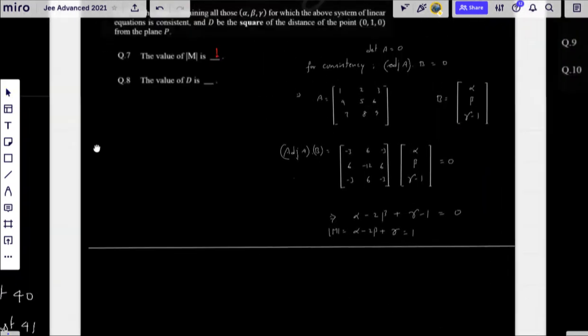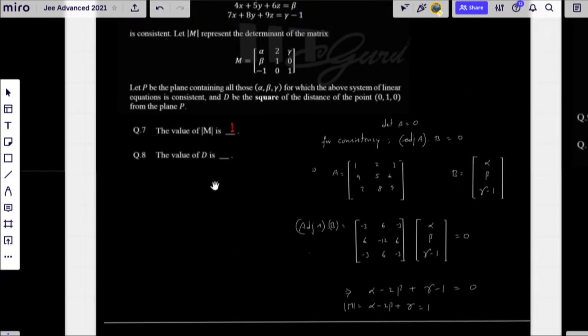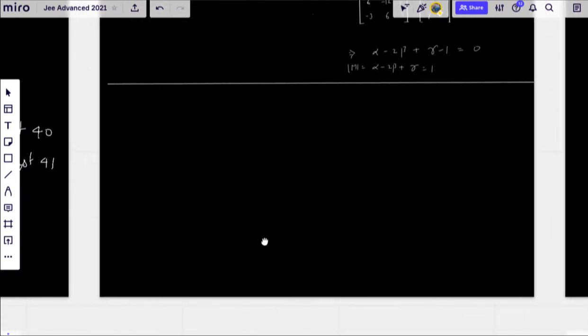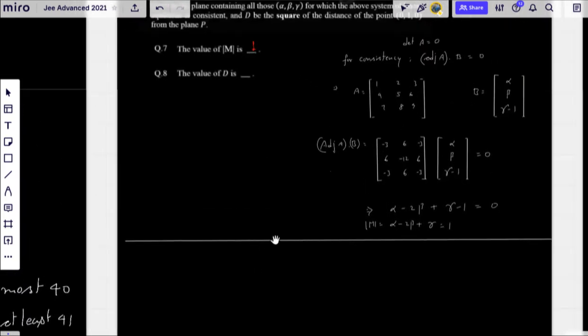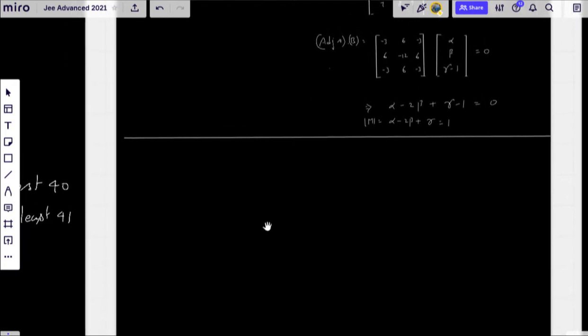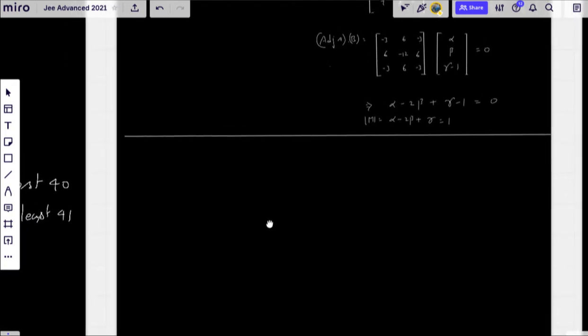If you see, this is the value of D. How to find the value of D? As you know, let P be the plane containing all those alpha, beta, gamma of the system of linear equations, and D be the square of the distance of the point 0, 1, 0 from the plane P. So what we see over here is that we have to write the equation of the plane and then find the square of the distance.